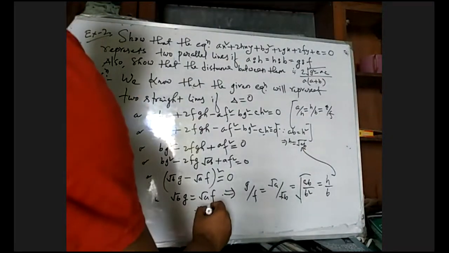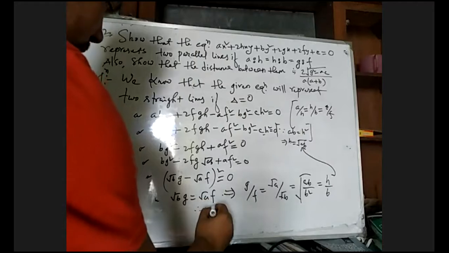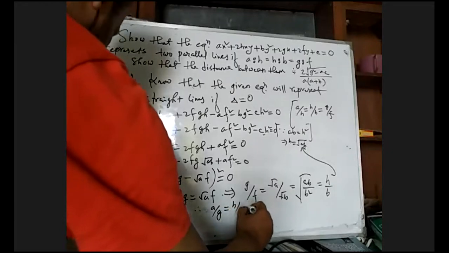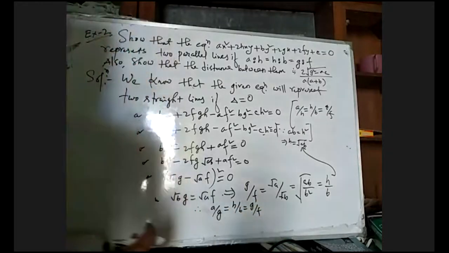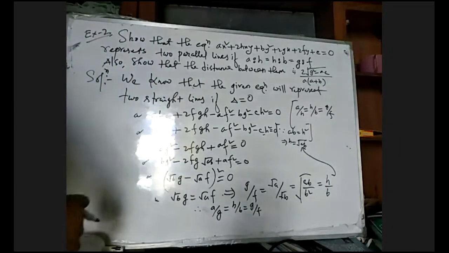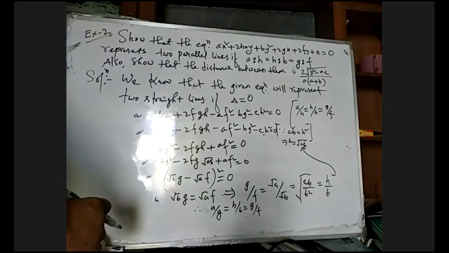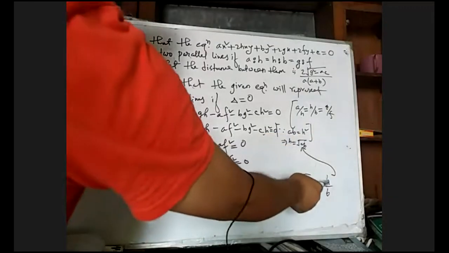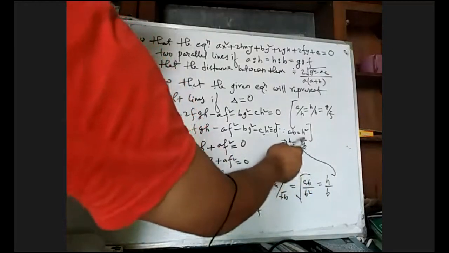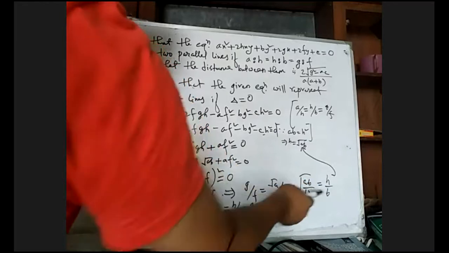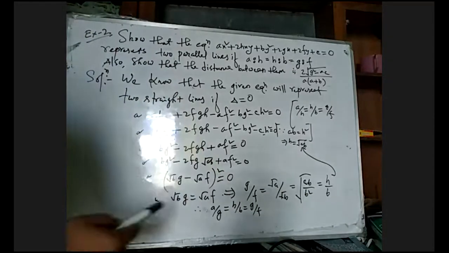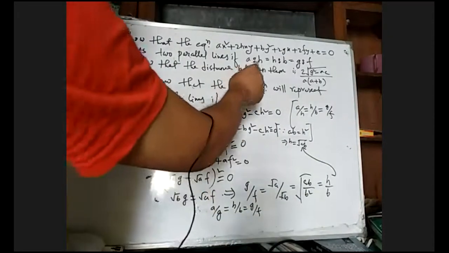Therefore, a divided by h equals h divided by b equals g divided by f, which is the required condition. Understand everybody? And this is the required condition. ab equals h squared, this is why root a means h. Root over b squared means b. Just multiplying by b on both numerator and denominator, we can write this. Actually, to meet the condition, because we have to prove this condition.